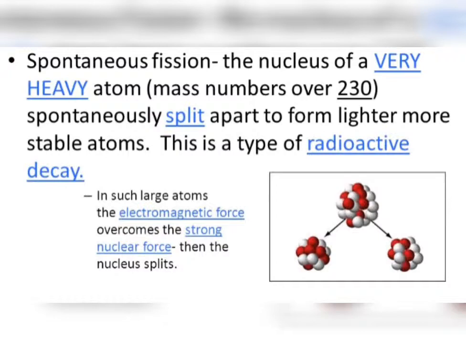Spontaneous fission is defined as the nucleus of a very heavy atom, with mass numbers over 230, spontaneously splitting apart to form lighter, more stable atoms. This is a type of radioactive decay. In large atoms, the electromagnetic force overcomes the strong nuclear force, then the nucleus splits.